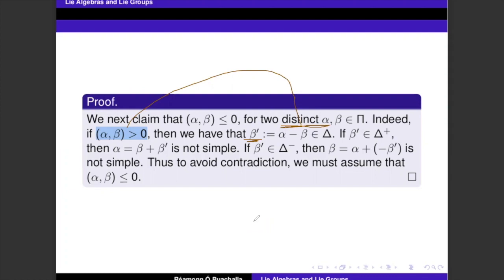So let's assume that it lives inside the positive roots. Then we would have that alpha was equal to, so if it's here, we can just bring this across to the other side, and we're going to end up with beta plus beta prime. This is positive by assumption, and this is positive by assumption. So, that would then mean that alpha was not simple, because we've decomposed it into a sum of two positive roots.